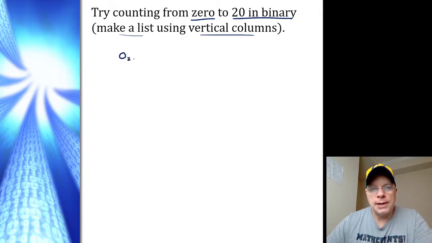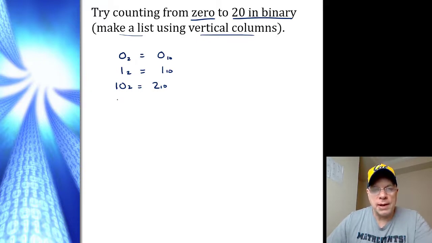0 in binary is the same as 0 in base 10. 1 in binary is 1 in base 10. 2 in binary, the base 10 value 2 looks like a 1, 0 in binary because I need 0 1s and 1 2. 3 in binary is 1 1 because it's a 2 and a 1.